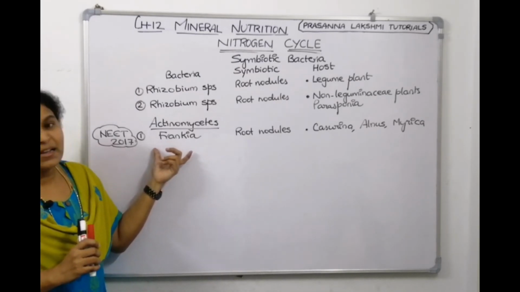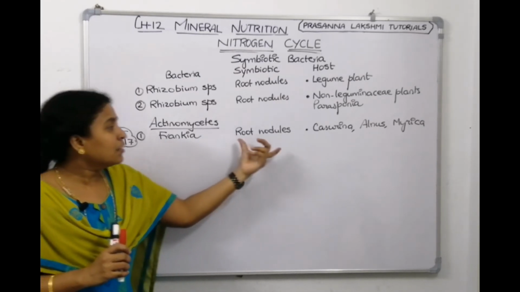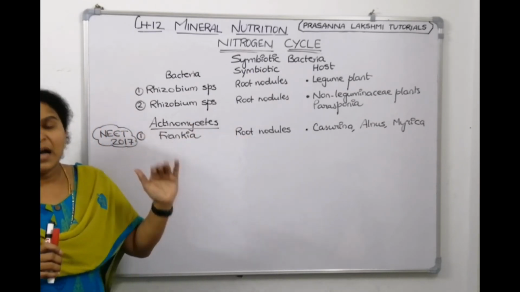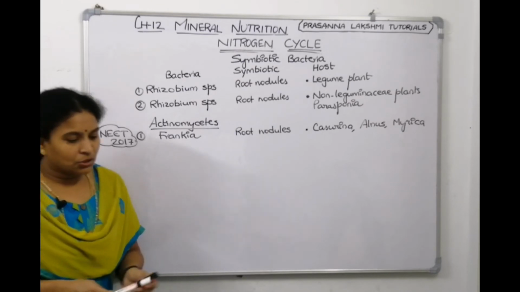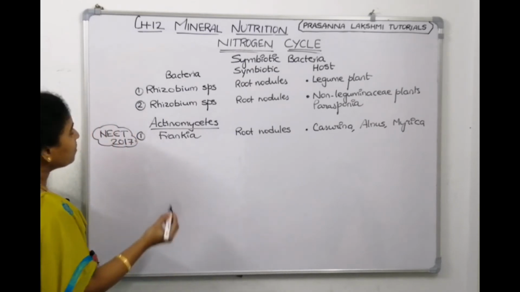So its name is Frankia. It goes and stays inside the root nodules of Casuarina, Alnus, Myrica, and it will do nitrogen fixation. Understood, children? Then we will talk about Cyanobacteria now.